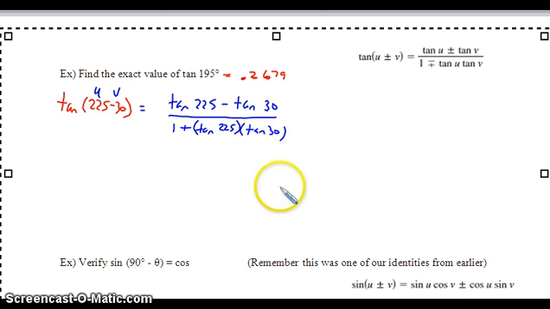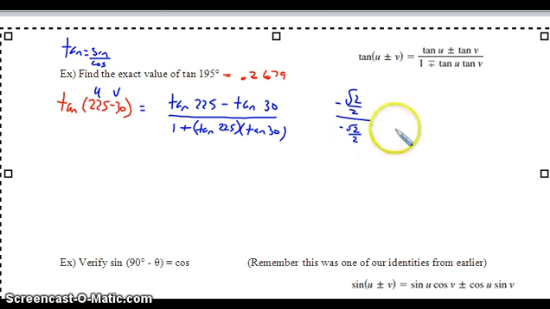So if I go to my unit circle, I'm trying to find the tangent of 225. Here's what I know the tangent is. It's the sine divided by the cosine. So at 225, what I'm noticing is that the sine is negative square root of 2 over 2, and the cosine is negative square root of 2 over 2. So that's how I would calculate the tangent of 225. So from that I'm going to subtract the tangent of 30. Well, at 30 degrees, the sine is 1/2, and the cosine is square root of 3 over 2.